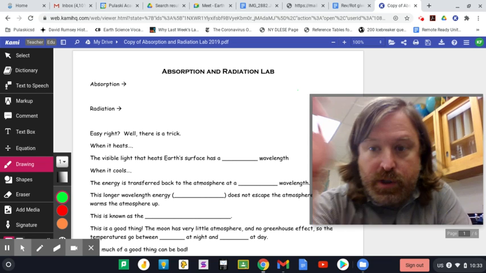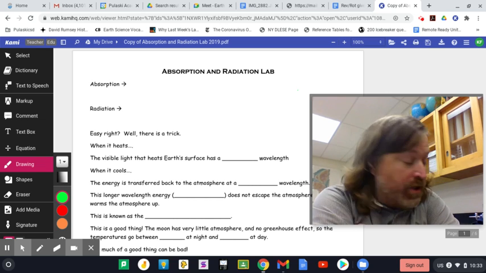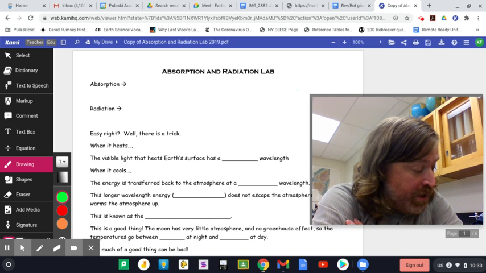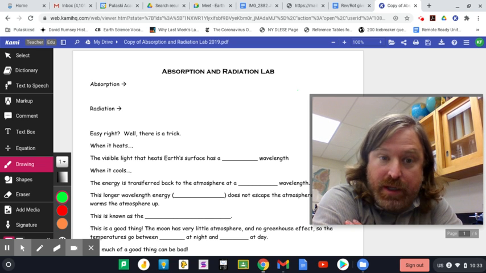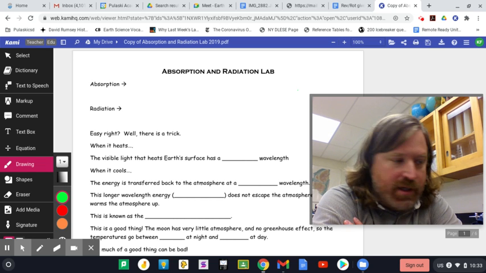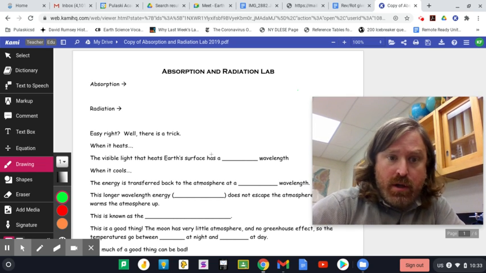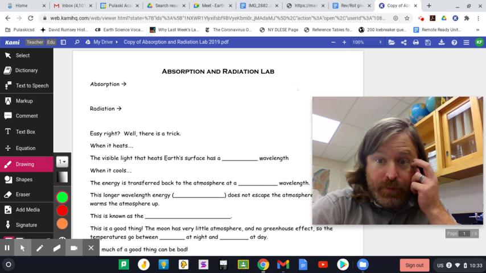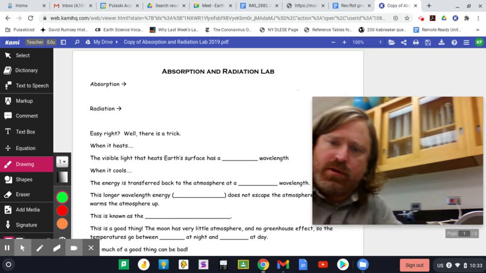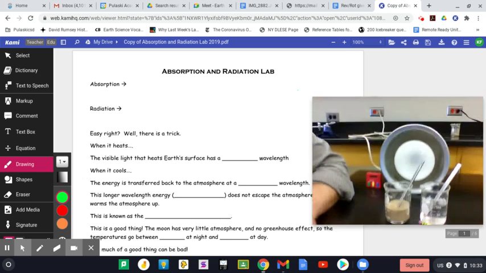We're going to start the Absorption and Radiation Lab, which in a normal year is a pretty big undertaking. We put it like a week and a half into this, even with the double periods. There's 3 sections to it. The lab's here in the background, and I'm using the laptop to record this, which will have some advantages and some disadvantages.